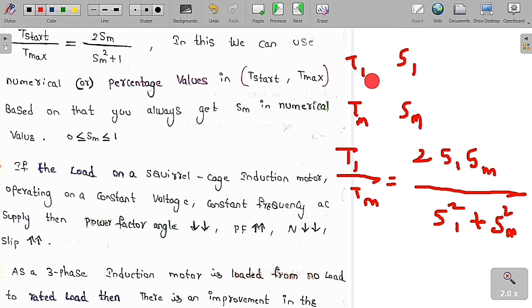You can substitute T1 as the starting torque. If you use the starting torque as T1, then S1, the starting slip, is equal to 1, because at starting NR is equal to 0, so slip is equal to 1.